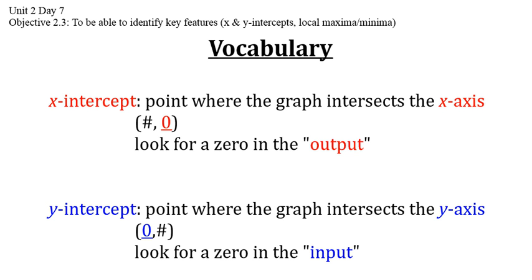A y-intercept is a point where the graph intersects the y-axis. Okay, so we're going to look for an input of 0 because anything along the y-axis is an input of 0 and the number would be the output. So let's take a look at an example.